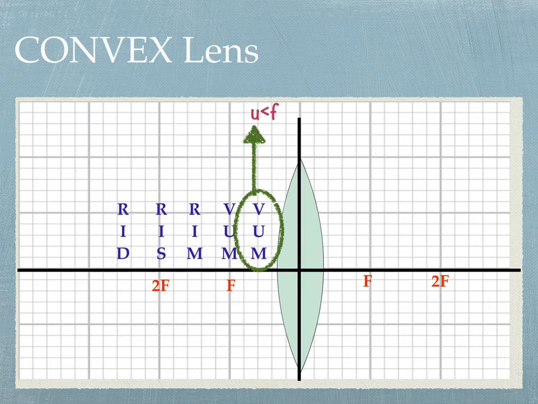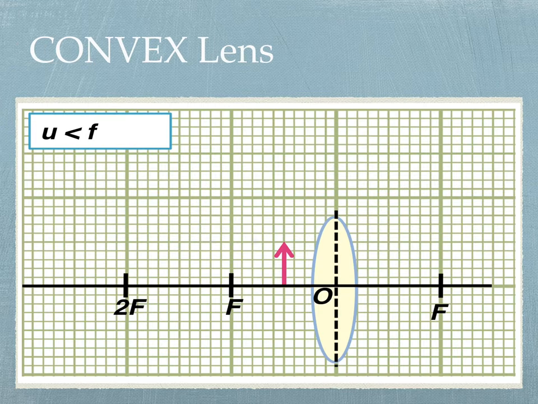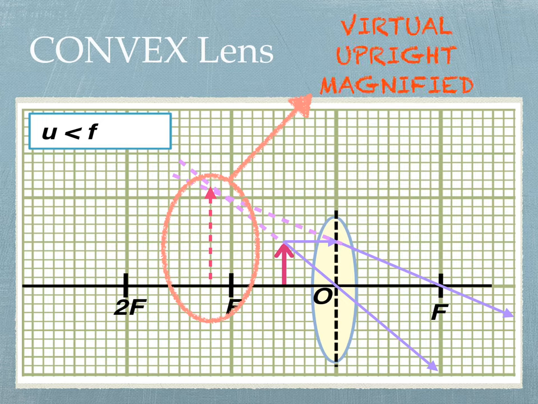And another VUM when the object is less than F. Must remember, V is virtual, R is real. Look at the position of the image. The image produced is VUM: virtual, upright, and magnified. So you have to understand the position of the image when U equals F and less than F will produce VUM.